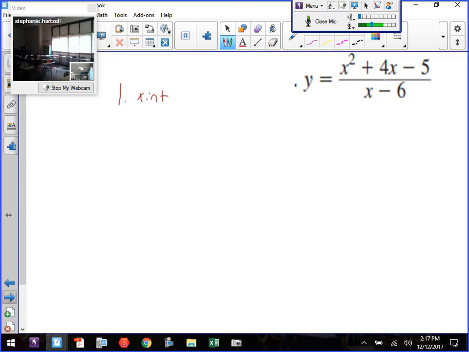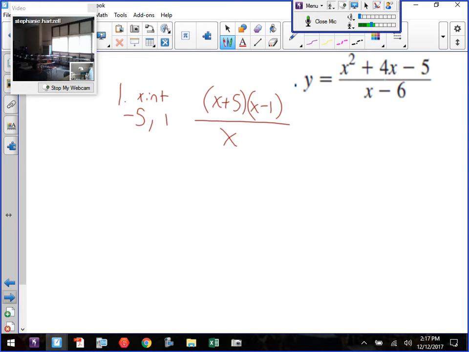Our x-intercepts are going to be located at the zeros of the numerator, which means I have to do what to the numerator? Factor. When I factor it, I get, well, what times what is negative 5, then I add to get positive 4. How's that? Is that better? Yeah. So if I factor that, I get the terms x plus 5 and x minus 1, which means where are my zeros? So my x-intercepts are negative 5 and 1. Be okay with that?